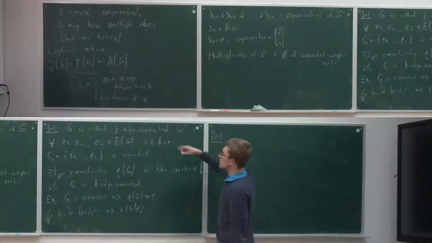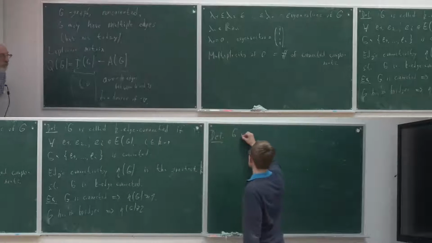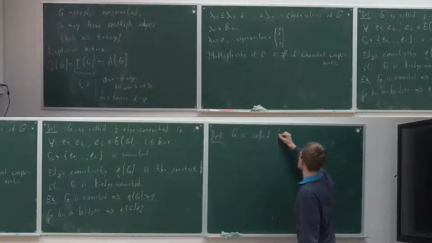Okay, this was about edge connectivity, and now about vertex connectivity. So G is called k-vertex connected.